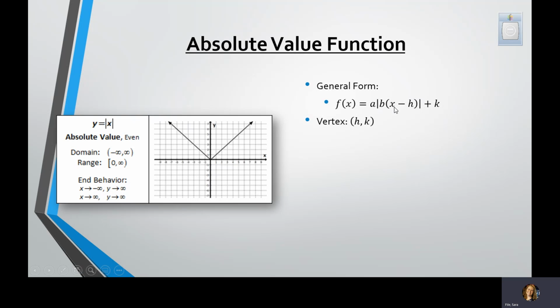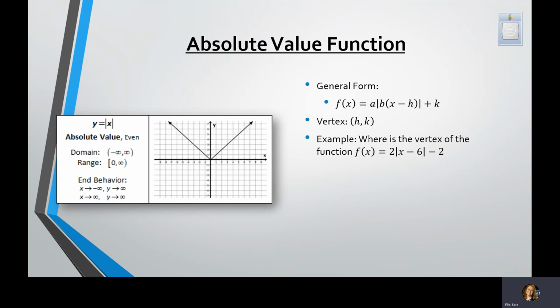So that h, whatever's being subtracted from the x inside the function, and the k is what's being added outside the function. So those values tell you where the vertex is. Remember, the vertex is the point where the graph changes direction. So in the parent function, it's (0, 0), because the graph is decreasing and then it turns and is increasing. So that point where the behavior of the graph changes, that's your vertex. And when you have an equation, you can determine that vertex when it's in this general form.